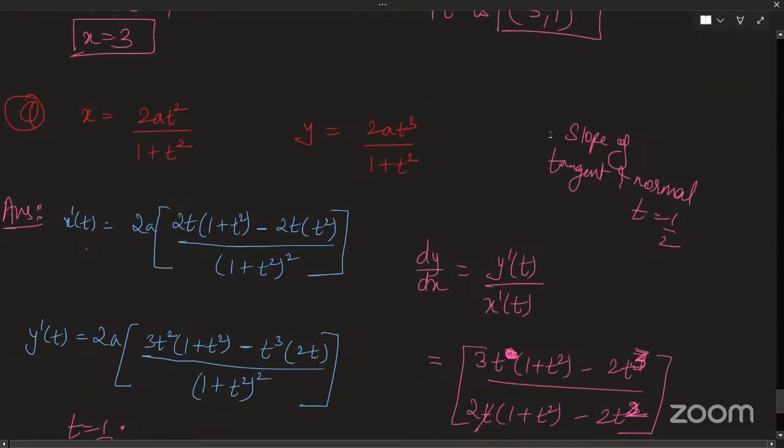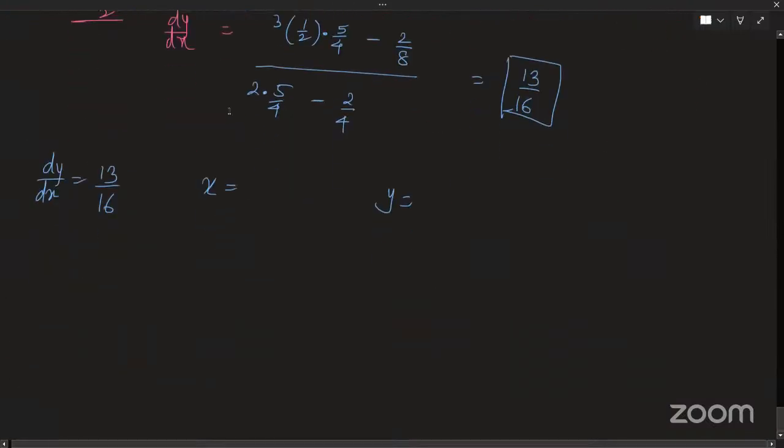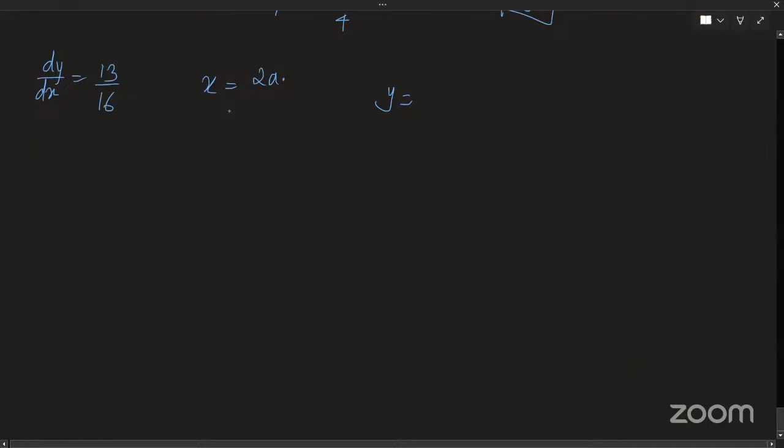How will I calculate my value of x and y coordinate? I will use these two equations, right? The value of t in the parametric form. Yes, just use that. So you'll get 2a into 1 by 4 divided by 5 by 4. So x will be 2a by 5.